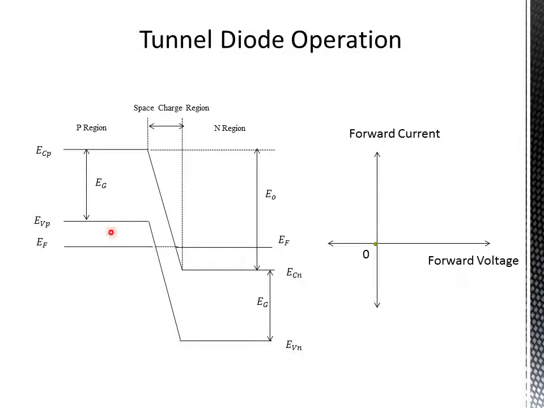Here in this gap between EVP and EFP, these are empty states, and below this EF we have filled states in the valence band. Similarly in the N region, between EF and ECN, we have filled states, and above this EF we have empty states. And next, this E0 barrier energy is greater than the energy gap Eg also.